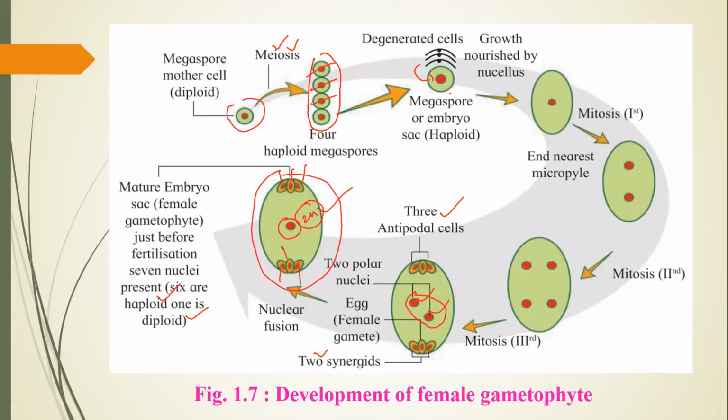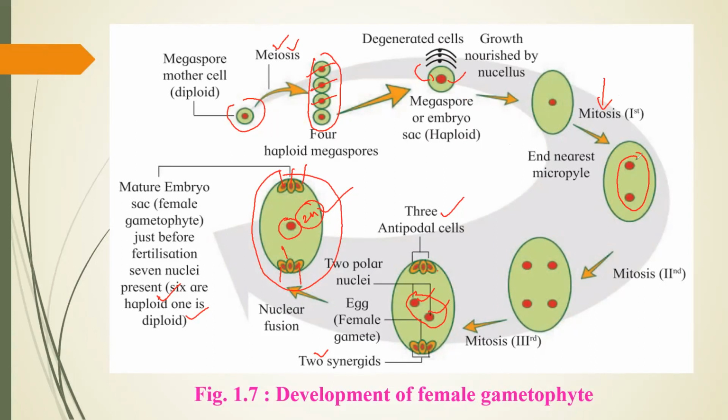Okay, so let's see. The 3 cells degenerate, and after degeneration of the 3 cells, it increases the cytoplasmic content of the single cell. Then it proceeds for growth, nourished by the nucellus. It proceeds for mitosis and forms the larger 2 cells or 2 nuclei. Then again it proceeds for mitosis to produce 4 nuclei. Again it is divided to produce 8 nuclei.